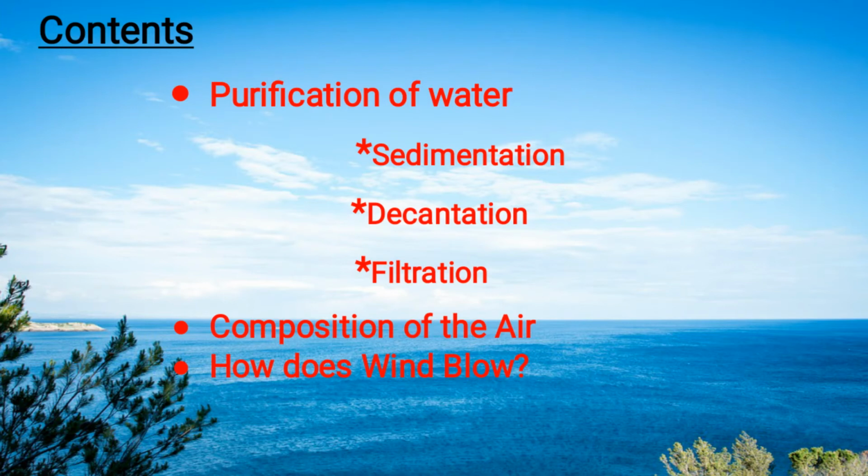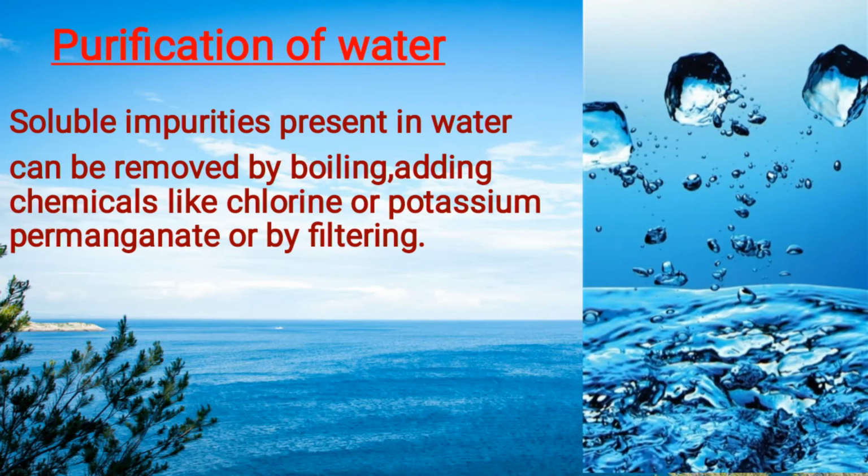So let's see which methods are used for purification of water. Soluble impurities present in water can be removed by boiling, adding chemicals like chlorine or potassium permanganate, or by filtering. Soluble impurities are the substances that dissolve completely in water, like salt, sugar, milk, honey. These all are soluble impurities. We can remove them by boiling, adding chemicals like chlorine, potassium permanganate, or by filtering.